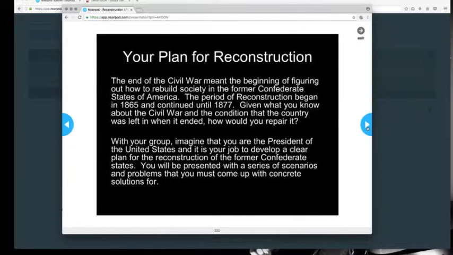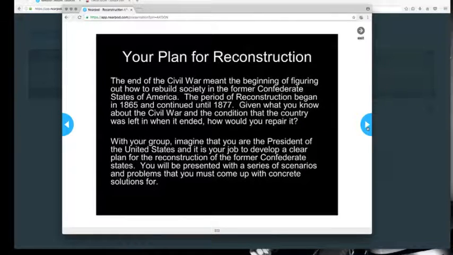The next one, I'd like you to come up with your own plan for Reconstruction. So this is the scenario. It's the end of the Civil War, and it's the beginning of how we figure out how to rebuild American society, specifically in the South. So the period of Reconstruction, which we're going to talk about on Thursday, started at the end of the war in 1865 and continued all the way up until 1877.